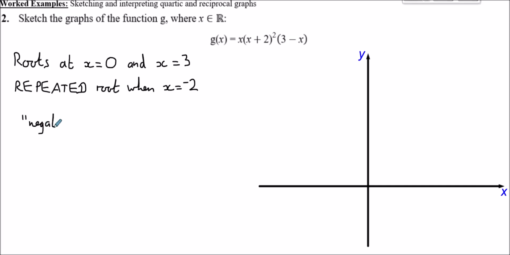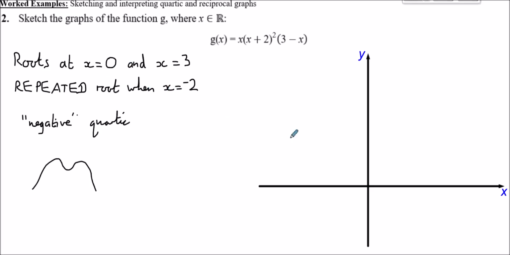This is going to be a negative quartic. So don't draw this as one that's curving upwards at the ends. This is going to be going downwards. So it's going to be one of these sorts of shapes. Very important. So now we know that, we can go ahead and have a go at sketching this graph. So repeated root when x is -2.